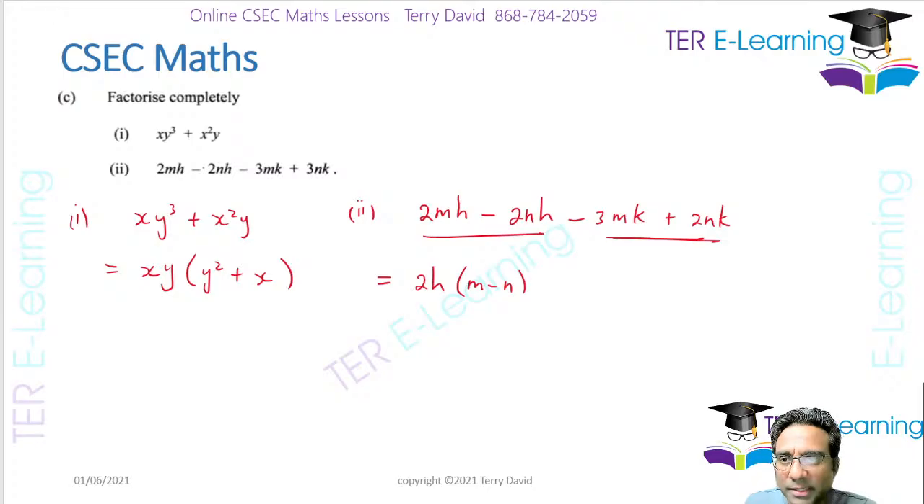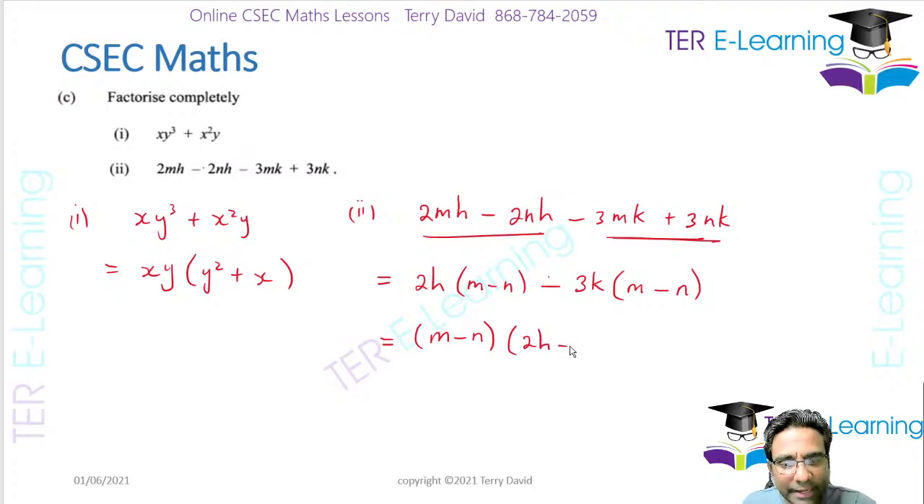Oh wait, sorry, I just saw a slight mistake I have here, right? This should be a 3. I was wondering if something was wrong there. Yeah, this should be a 3. So therefore, I can pull out 3 and k, and then this is going to be m minus n. Remember, the brackets need to be the same when you're factorizing by grouping. So in order to make that happen, this has to be a minus sign here. So therefore, my answer is going to be m minus n in one bracket, and this is going to be 2h minus 3k. So that's my answer there when I factorize that piece, right?